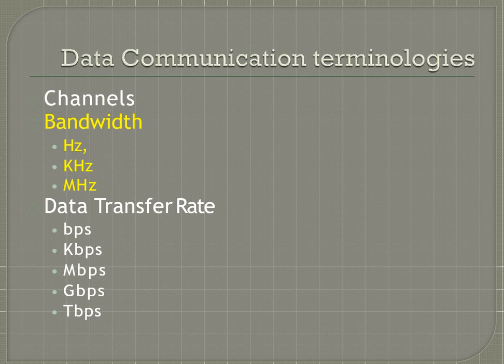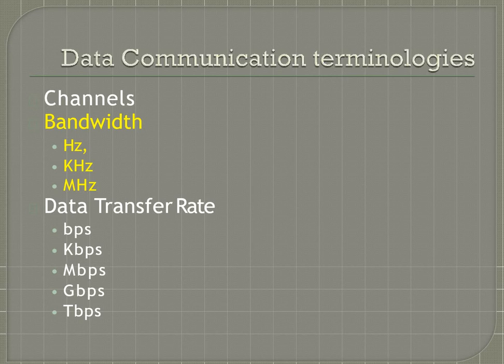This video is part 4 of computer networks. Let us now talk about some common data communication terminologies. The first one is data channel. So what is a data channel? A channel is a medium used to carry information or data from one point to another point, from one system to another system. The channel is the medium which is used to transfer information from one point to another point.